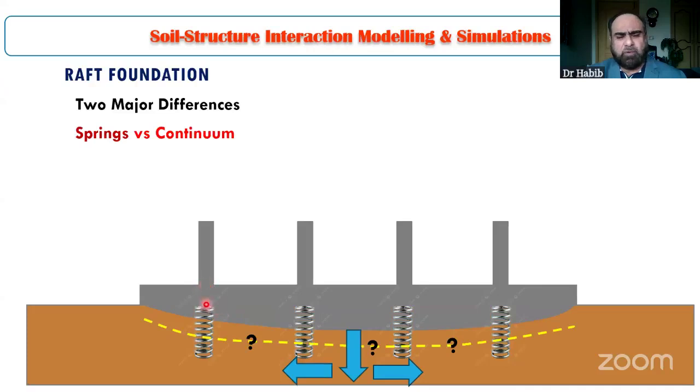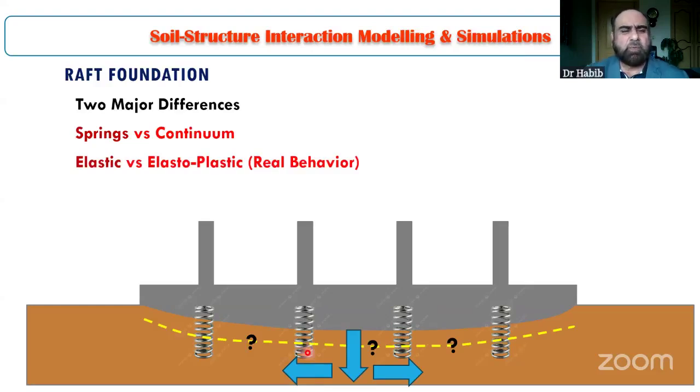Moreover, if soil is compressed, for example, over here under this column, its effect goes to the other places also. But when we use discrete springs, this effect is absent. So the second difference, in addition to springs versus continuum, is the elastic behavior of the springs versus the elastoplastic behavior, which is the real behavior of soil.